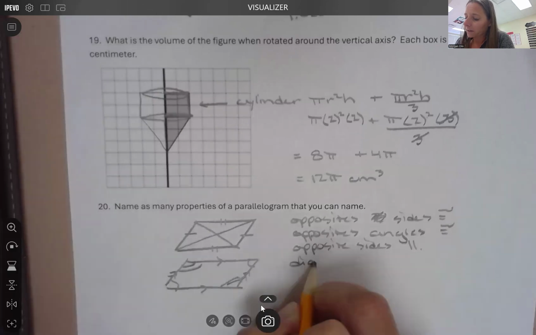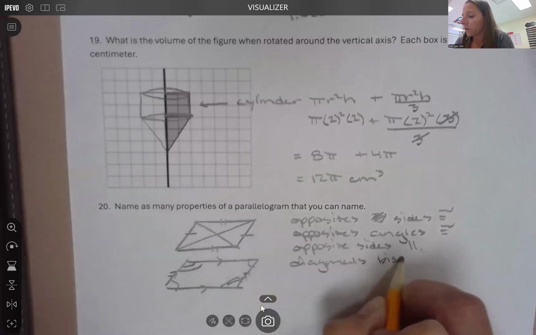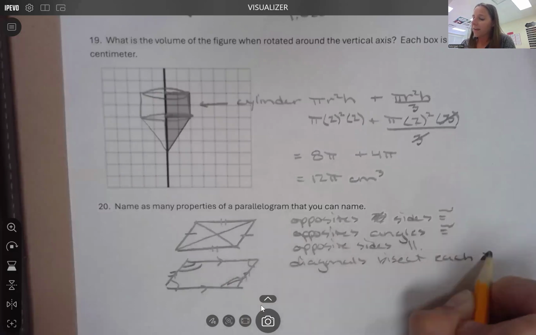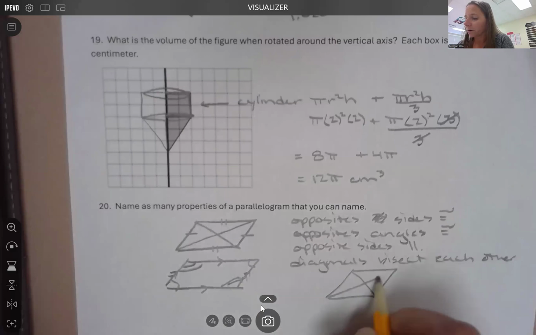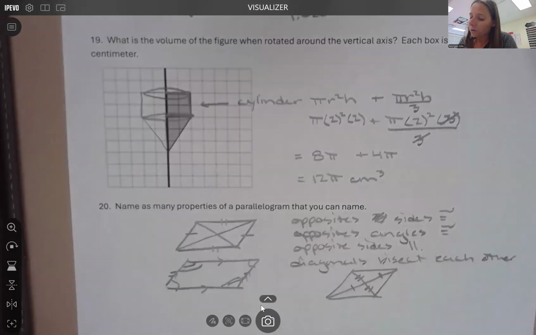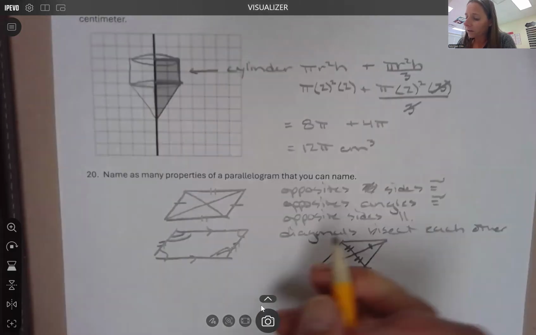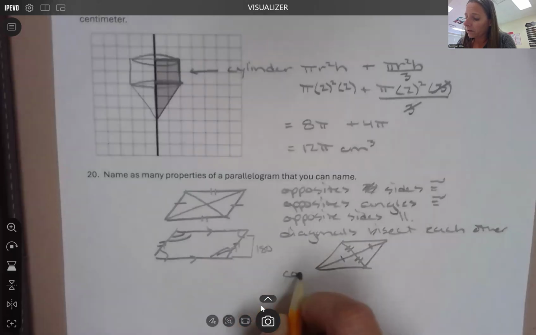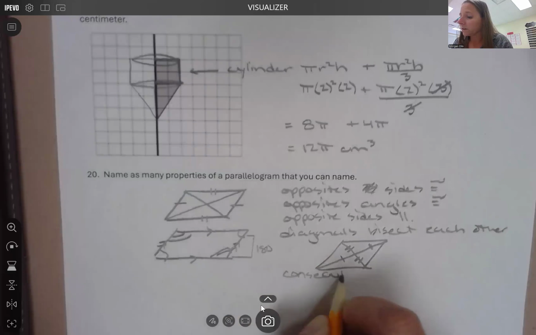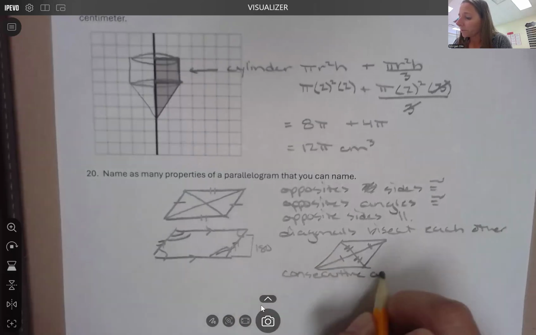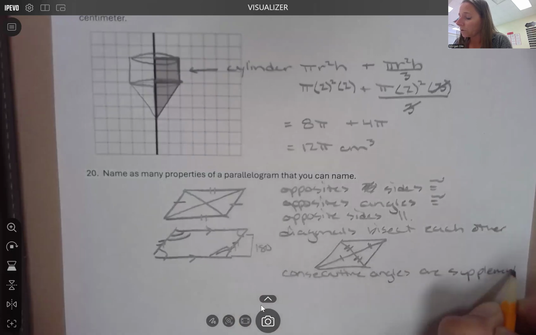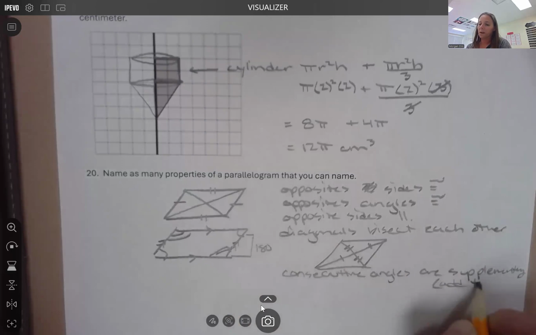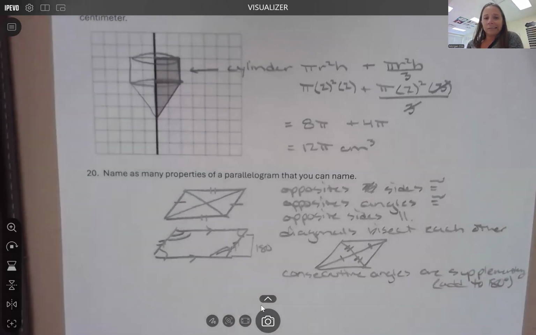Diagonals bisect each other. So when that happens, and I'll just draw it right here, when the diagonals bisect each other, this part is going to equal that part, and this part right here is going to equal that part. If you remember, the consecutive angles are supplementary. They add to 180. Trying to think, anything else? I think we got it.